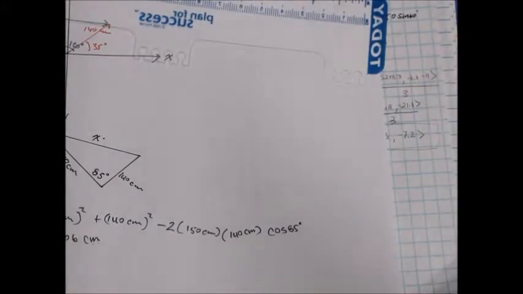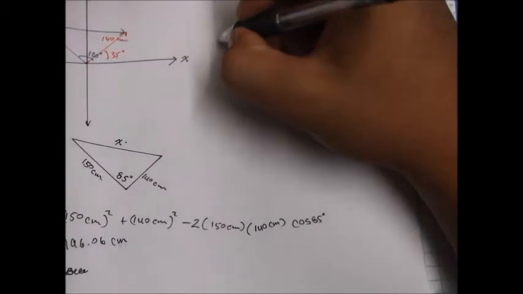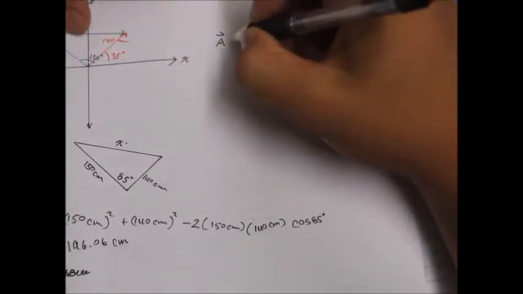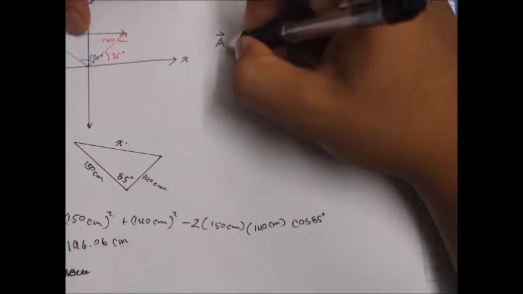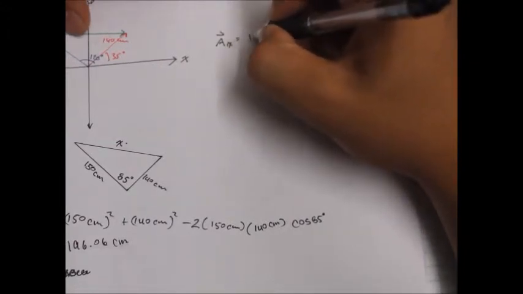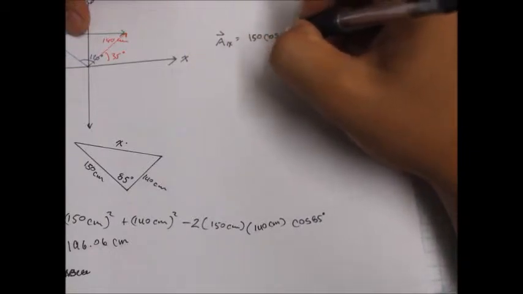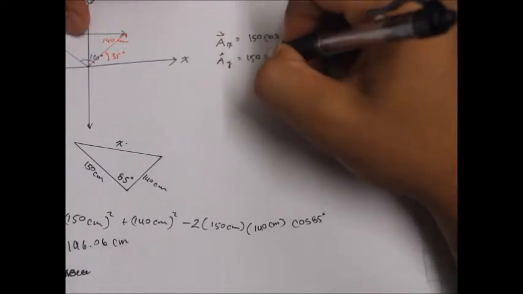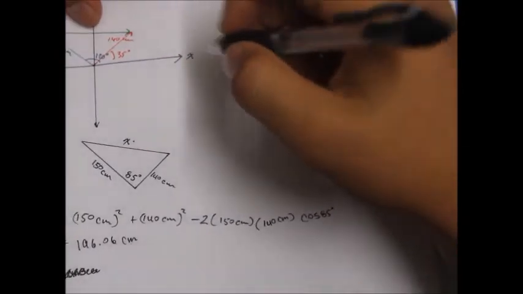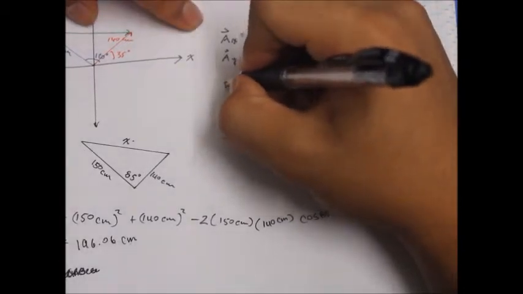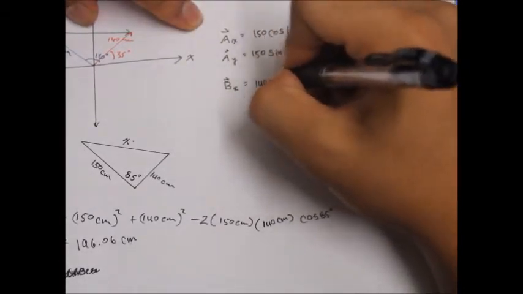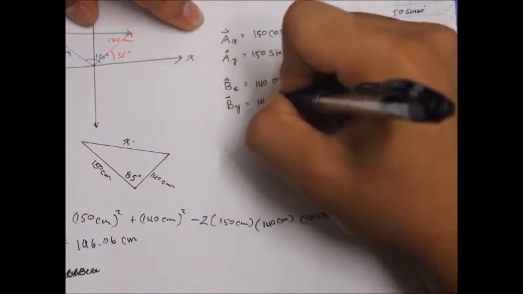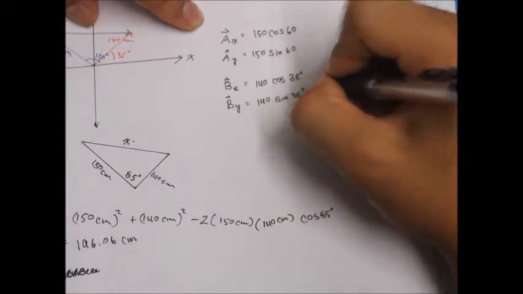Now because that was only the magnitude, we have to find the angle, and in order to find the angle, you have to take the x and y vector differently. Let's call the a vector the 150 centimeter, first way the person mopped. So the x is 150 cosine 60, and the y vector is 150 sine 60. Now the x vector should be a negative, I forgot to put that in. And then the b vector is the resultant vector, the final vector. So that's 140 cosine 35, 140 sine 35.